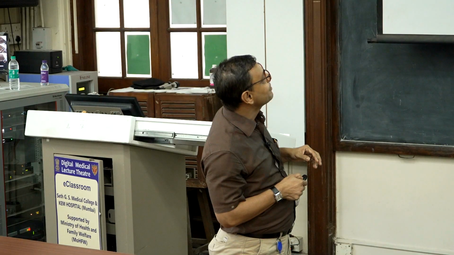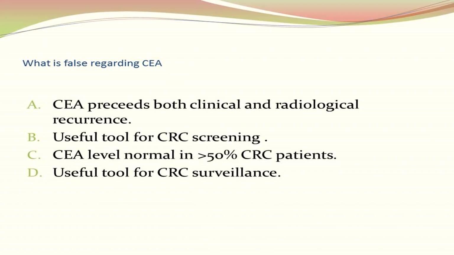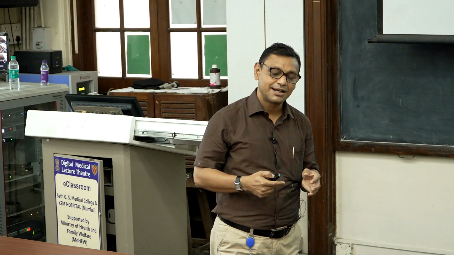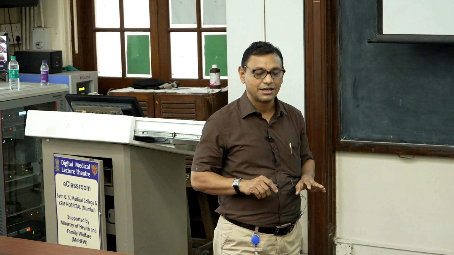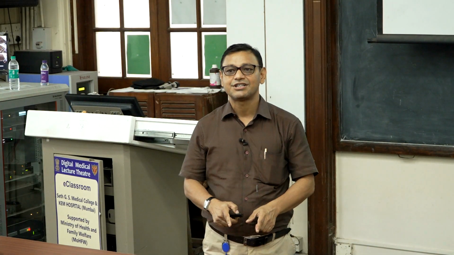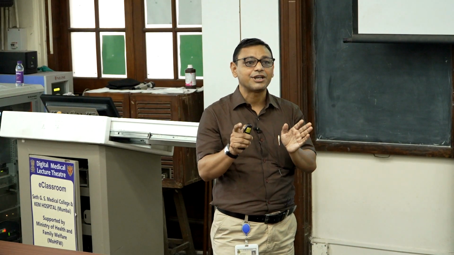What do you mean by this? CEA precedes both clinical and radiological recurrence. What do you mean by this? That means I have done surgery for CA rectum, okay. Now I am basically in a post-op follow-up. So suppose whatever investigations are done have come back to normal, but the CEA is raised. So CEA is an early indicator that after 6 months you may develop a recurrence. So that's why it is something like advanced booking.